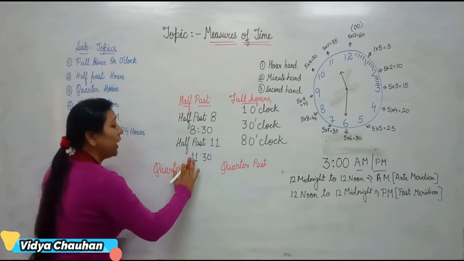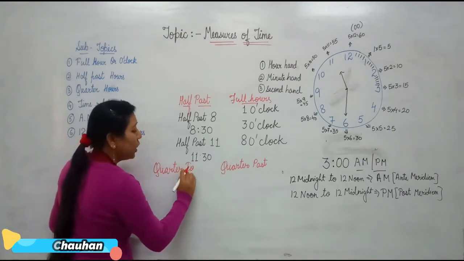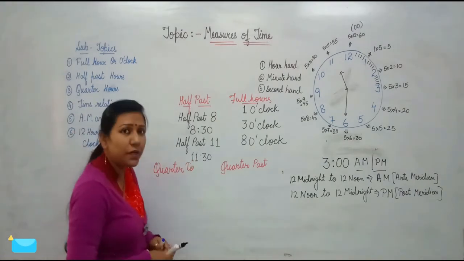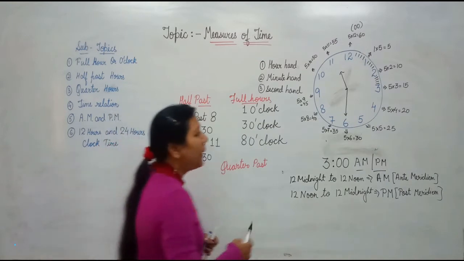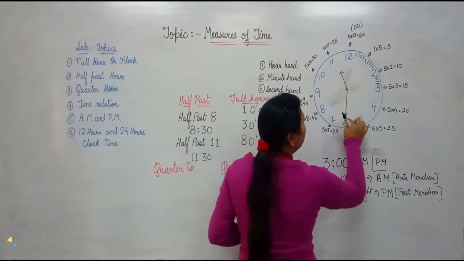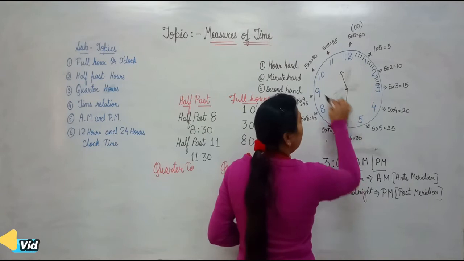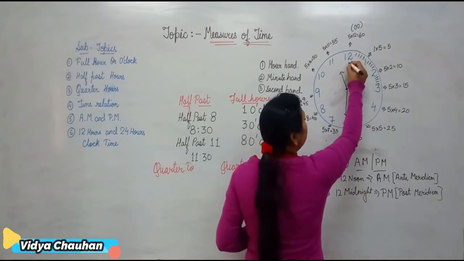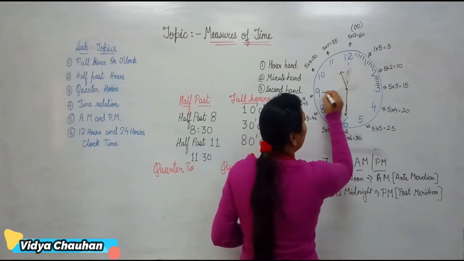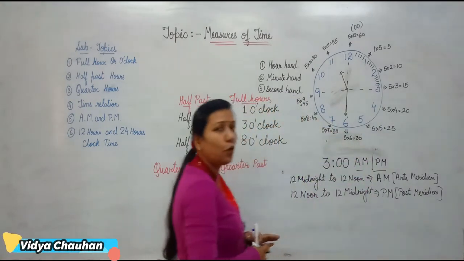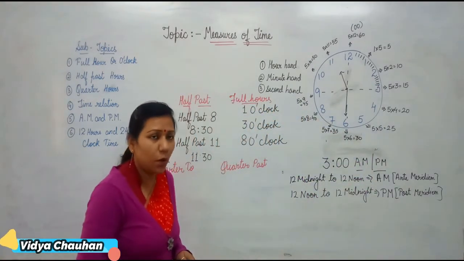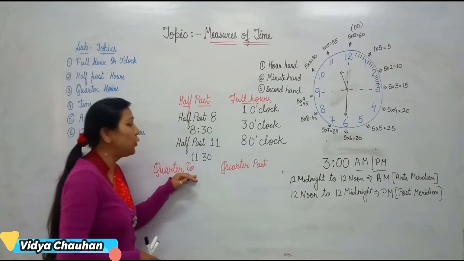So quarter to and quarter past. Quarter to, very first quarter. Quarter means basically this clock is divided into 4 parts. If we make a line from this center, if I divide this clock, you can see there are 4 equal divisions in this clock. Now quarter to.